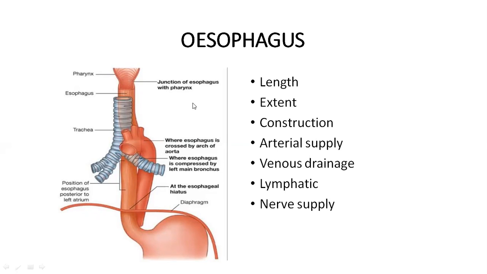Then it pierces the diaphragm. The piercing of the diaphragm is at the level of T10. And next to T10, at T11, it opens into the stomach at the cardiac end. So this is the course and extension.